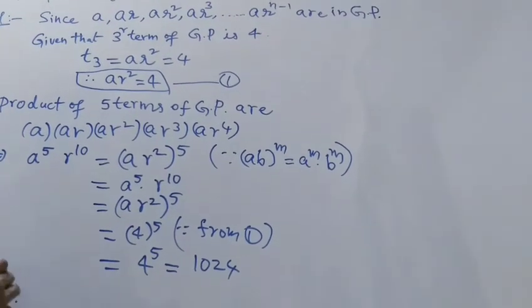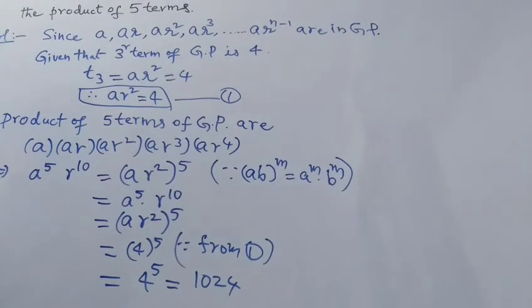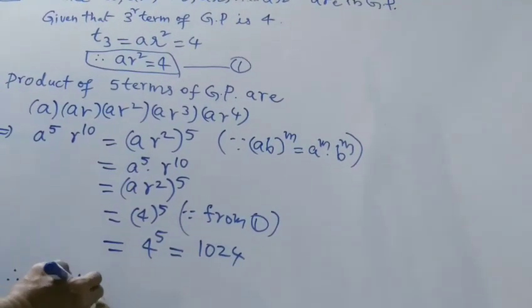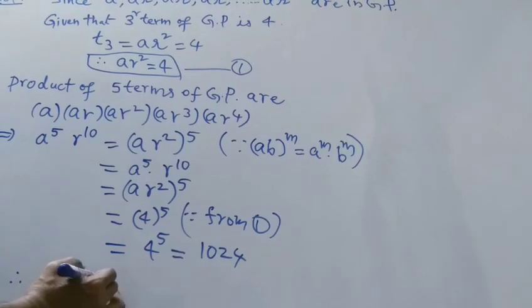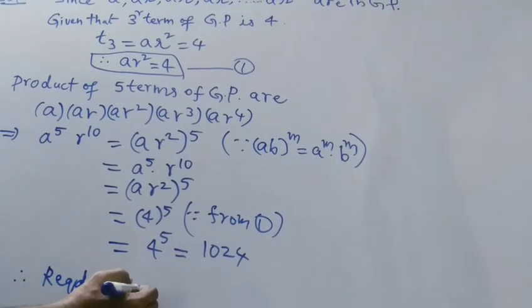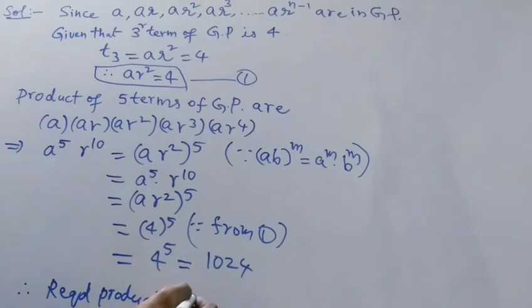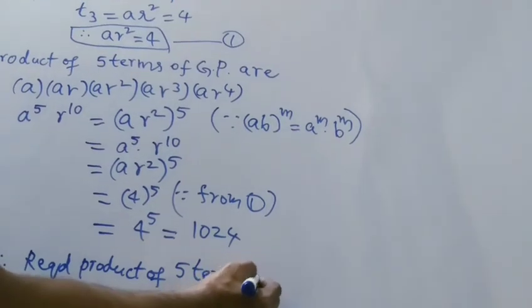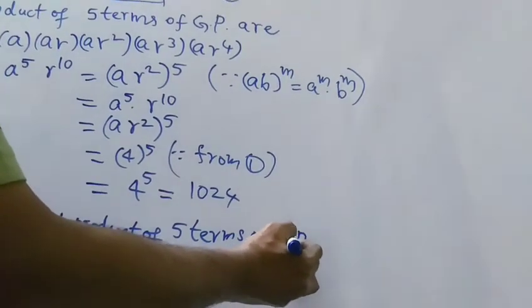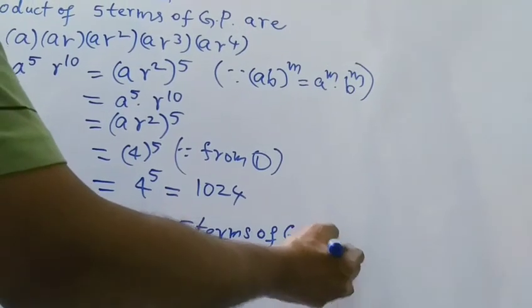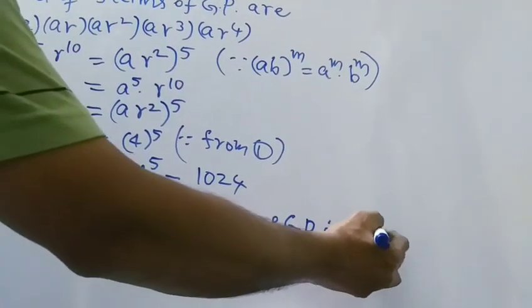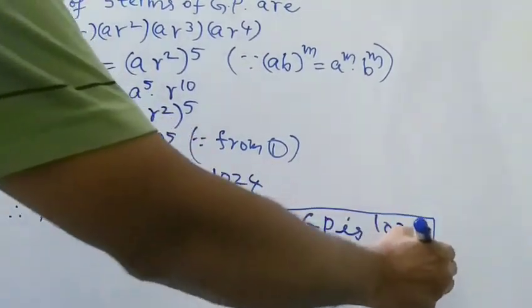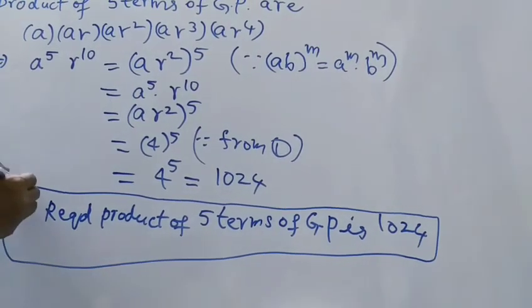Therefore, the required product of 5 terms of the geometric progression is 1024. This is the answer.